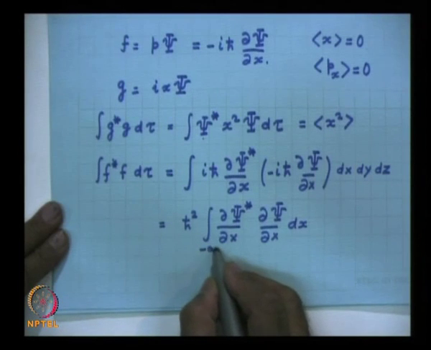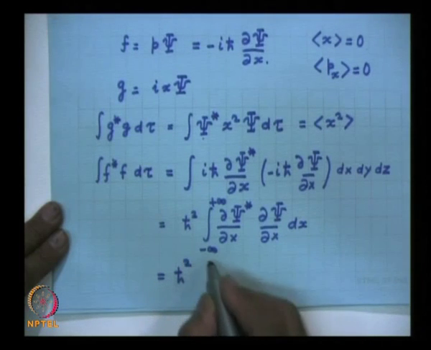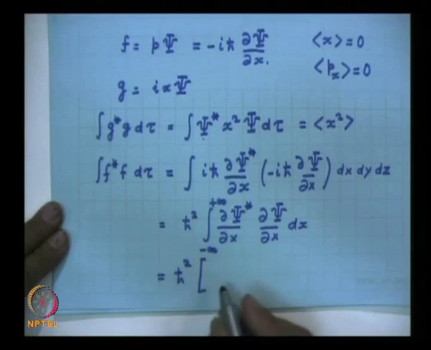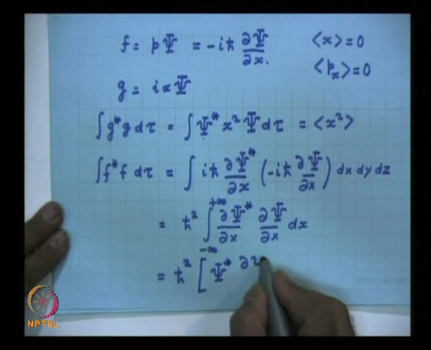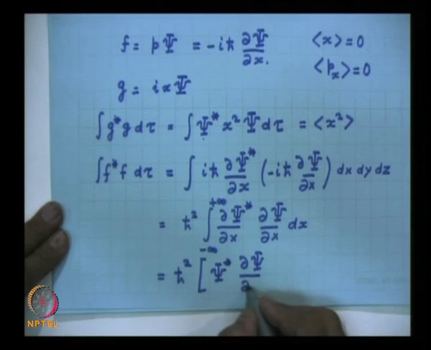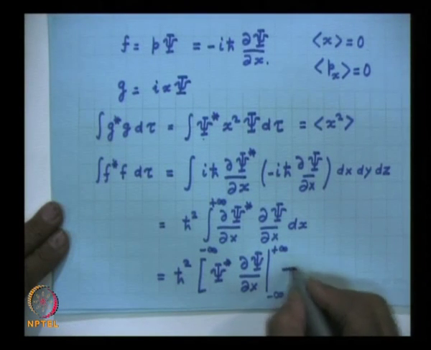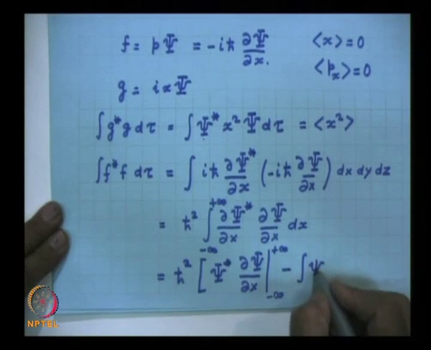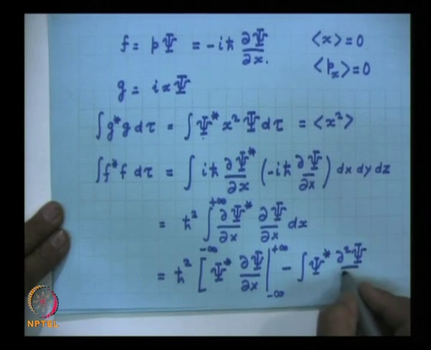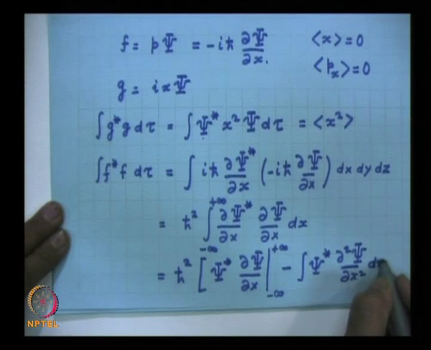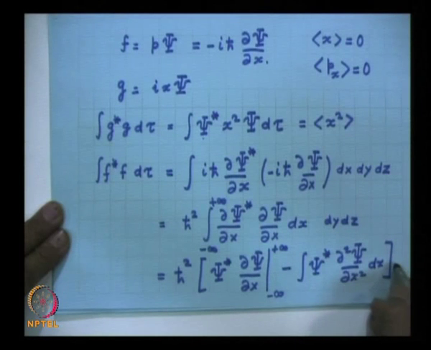So, this I integrate by parts and I obtain h cross square. This I take as the integrating factor: psi star delta psi by delta x from minus infinity to plus infinity, minus integral psi star delta 2 psi by delta x square dx, of course multiplied by dy dz, and dy dz integrations are also there.